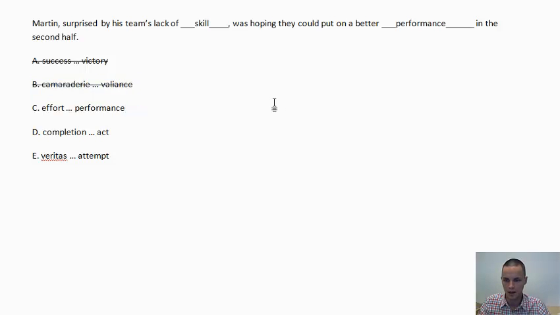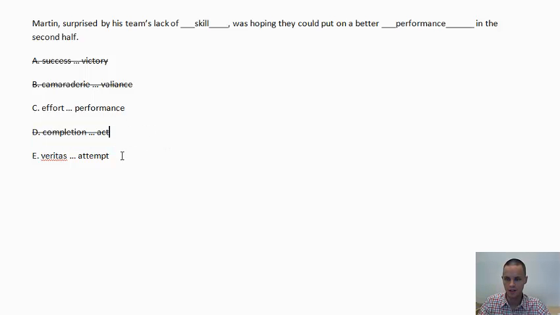And then effort. Effort definitely works. Surprised by his team's lack of effort, that works. And then performance is certainly something that we would hope would be better in the second half if we didn't have a good first half. So let's leave that on the board. D, completion. We probably wouldn't say a team's lack of completion. That just doesn't fit. We're looking for things like skill or effort or teamwork. Qualities that make a good team is what we're looking for.